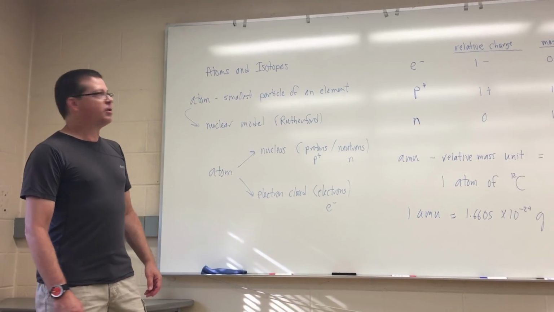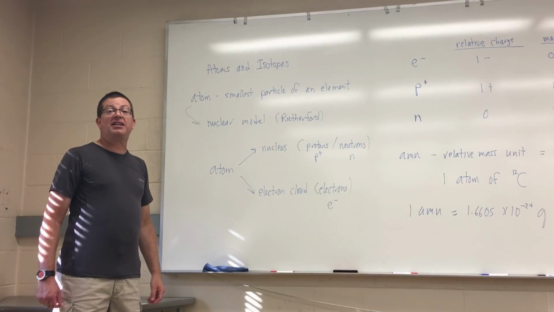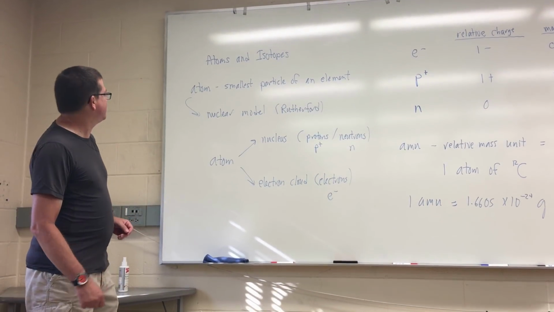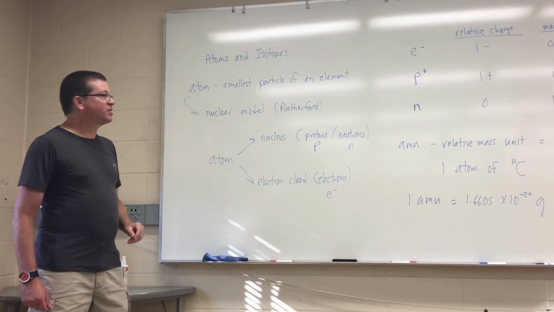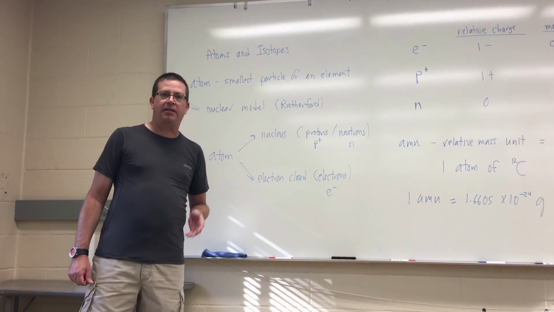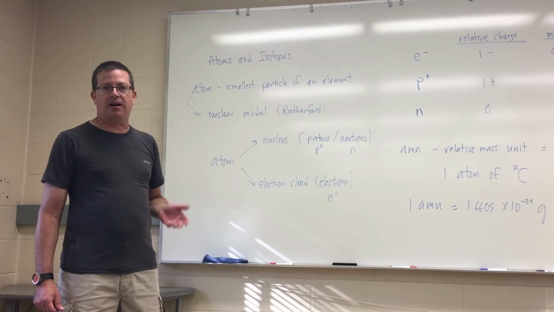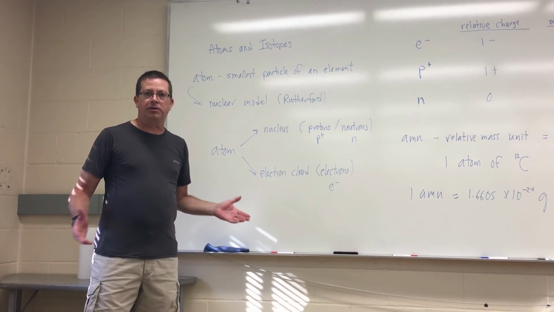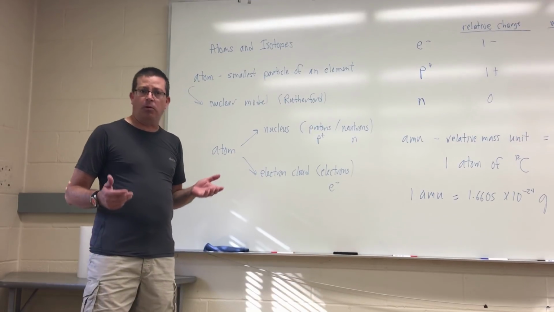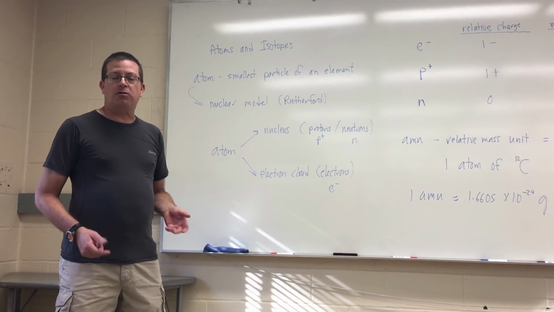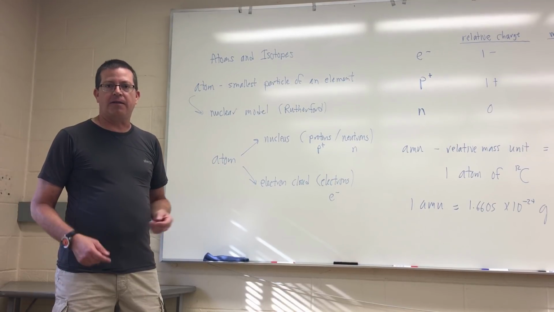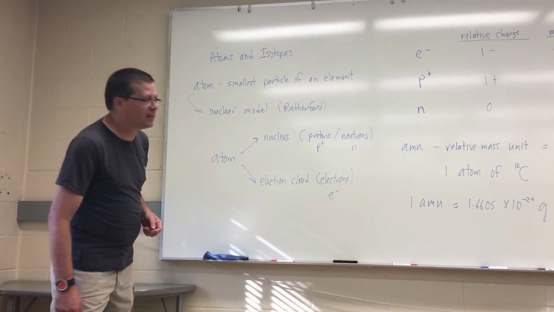Today's video is going to be atoms and isotopes. So starting at the very beginning here, in the most basic sense, an atom, we know, is the smallest particle of an element that has the chemical properties of that particular element. So we know, based upon Dalton's experiments, that, for example, an atom of carbon is going to be different from an atom of oxygen because those two things have different properties and reactivities.